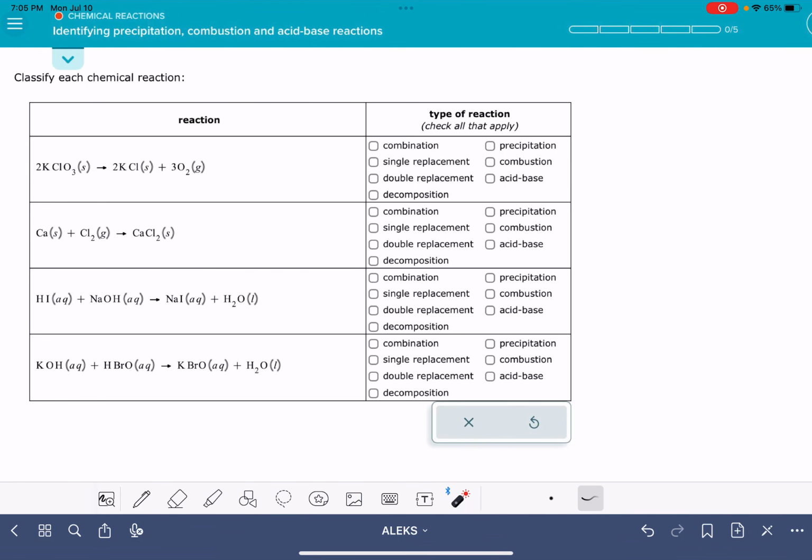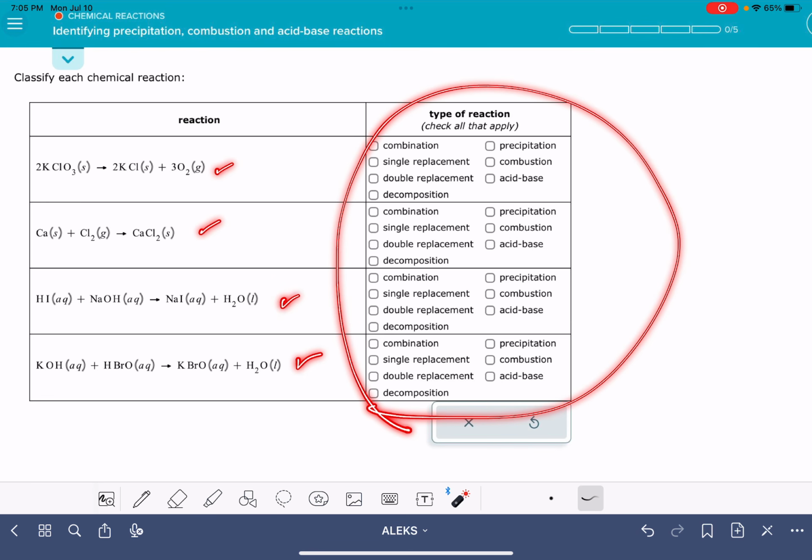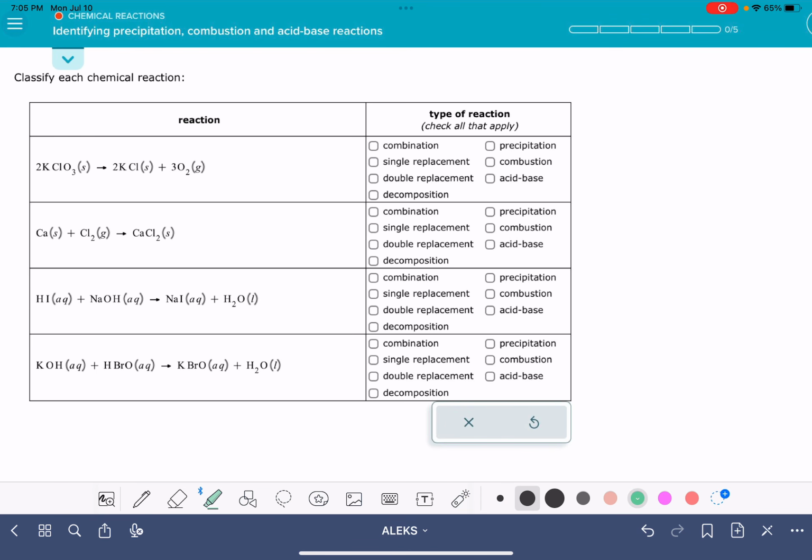In this video, I'll show you how to solve the ALEKS problem called identifying precipitation, combustion, and acid-base reactions. In this problem, you have 4 different reactions and you're asked to classify each one of these reactions. Notice here that it says check all that apply, meaning that for some of these reactions, you're going to be choosing more than one of these boxes.